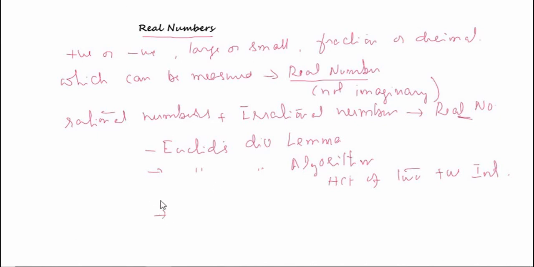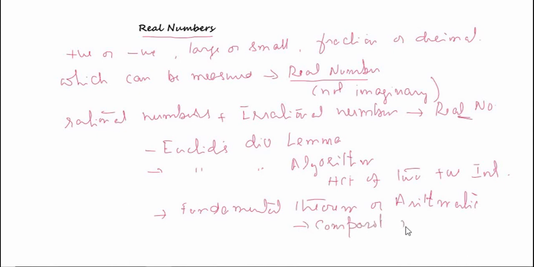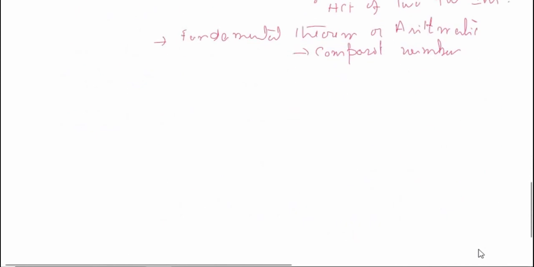Next, we will look into the fundamental theorem of arithmetic, where we are going to concentrate on composite numbers. So we will be revisiting irrational numbers, and we see how certain numbers can be proved as irrational.